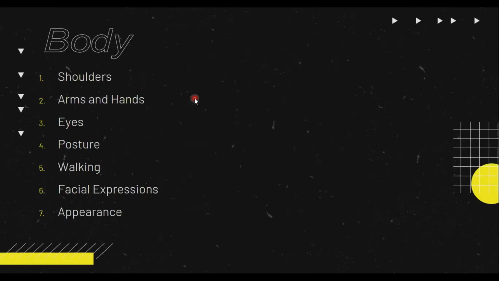Okay, so now let's have the body. So this is the body of your body when you are delivering a speech. Okay, so we already finished with your voice, what you should do in your voice while delivering a speech. We're already finished with the voice, and the next one is body. Okay, so in body we have different aspects that we should consider while delivering a speech. Shoulders. Okay, let's have the first one.